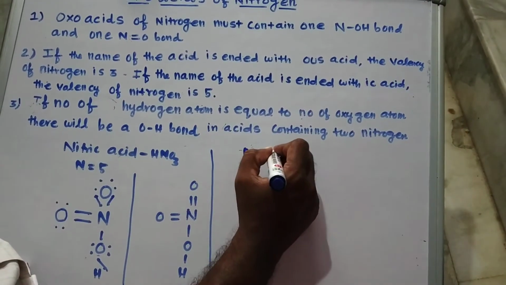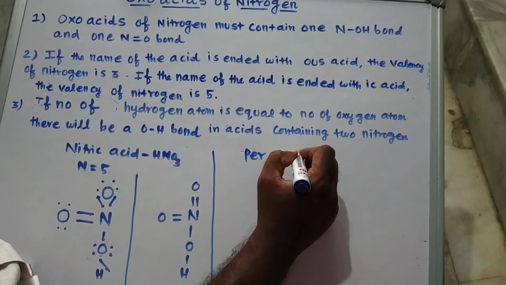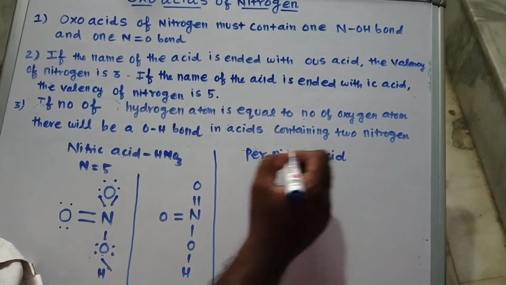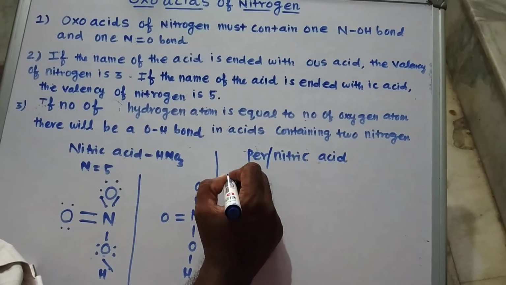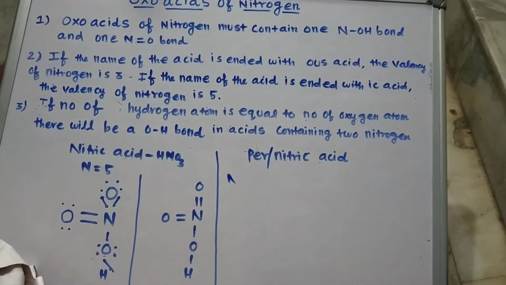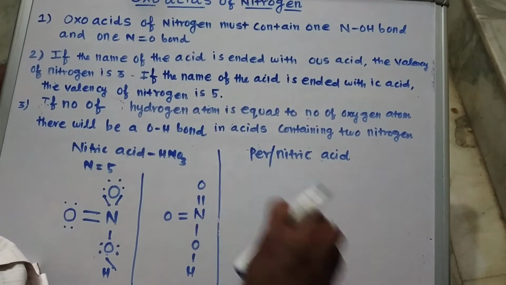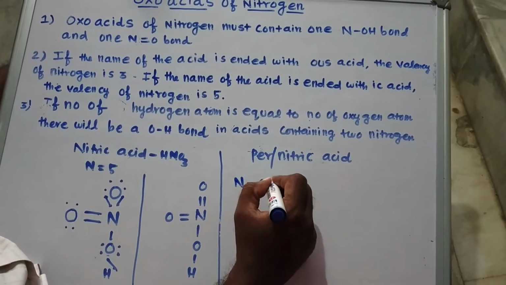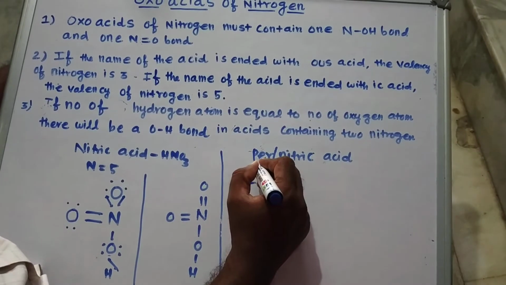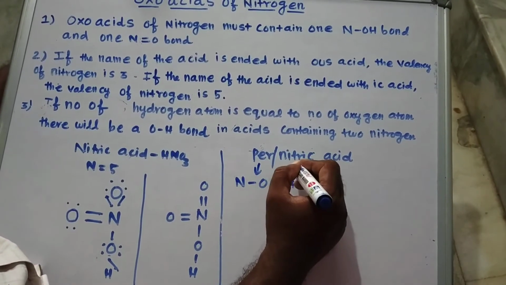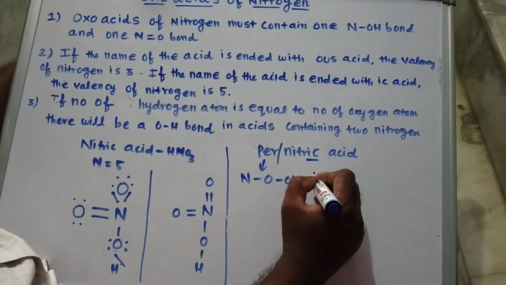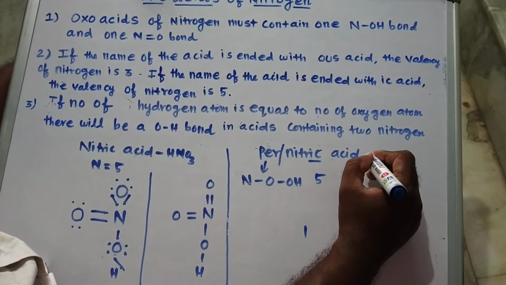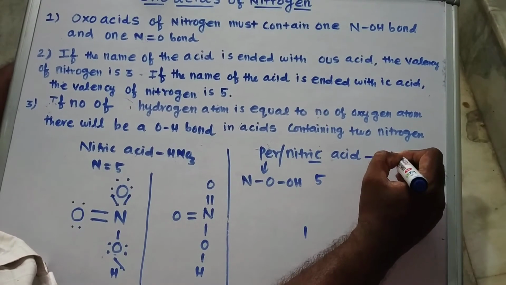Next we are going to discuss pernitric acid. Okay students, per means there is a single bond O between nitrogen and the OH group. So this is what per indicates. Then nitric, the name is written with -ic, then the valency is equal to 5. So first of all, write the nitrogen atom. Its formula is equal to HNO4.